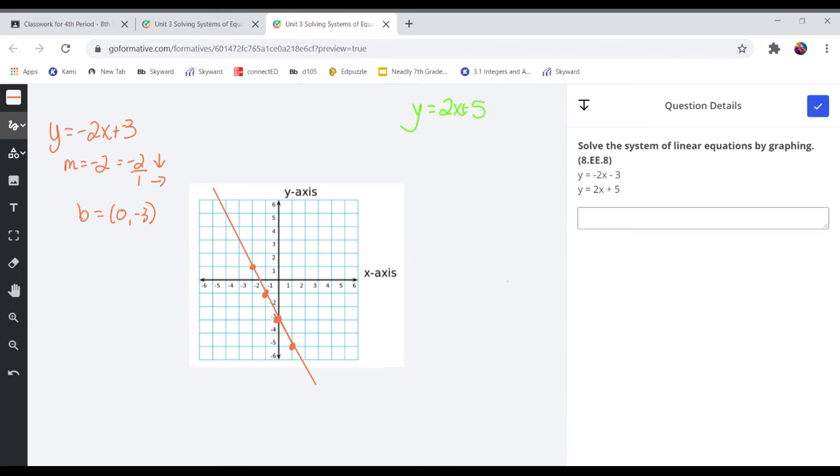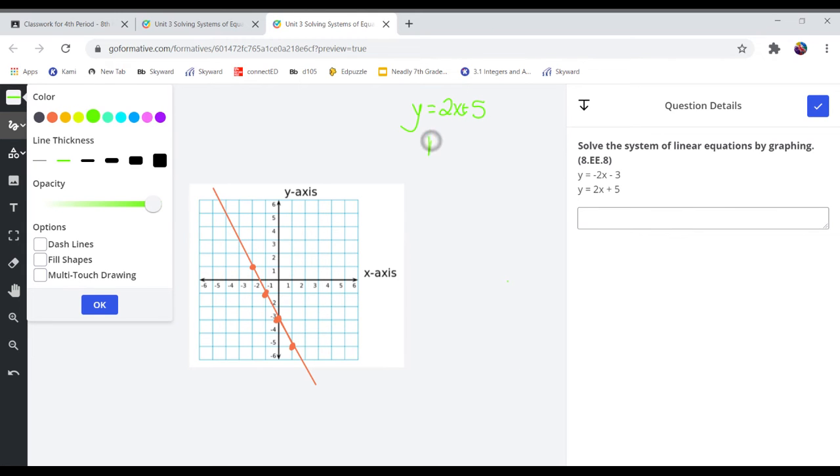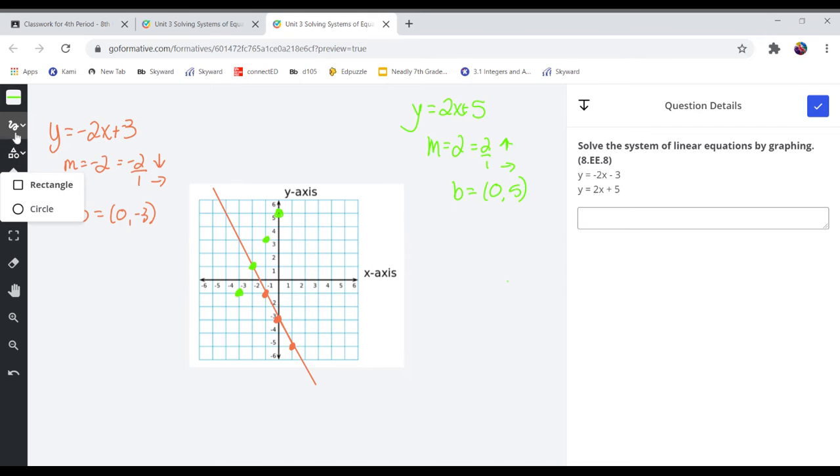Then for my second equation, my slope equals 2, which is 2 divided by 1, meaning I go up 2 to the right 1. My y-intercept is going to be at 0, 5. So I'm going to plot 0, 5. Well, I can't go up 2 to the right 1. I don't have enough space. So I'm going to go down 2 to the left 1. Down 2 to the left 1. And then I'm going to draw my line, crossing through all my points.